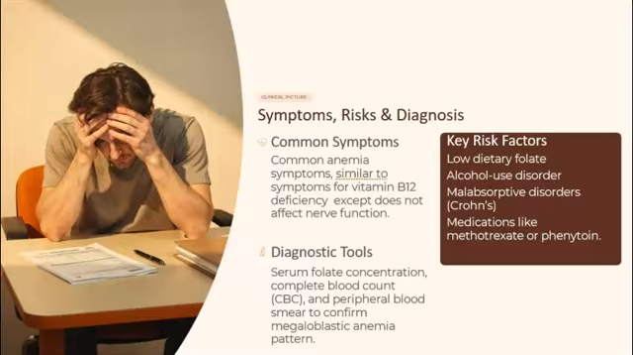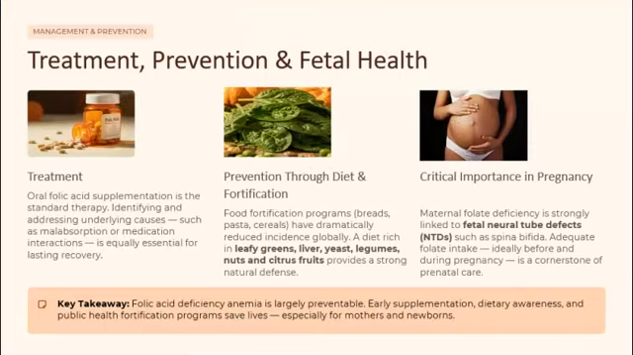Diagnostic tools include looking at the serum folate concentration, a CBC, and a peripheral blood smear to confirm megaloblastic anemia pattern, or again, having large red blood cells. Treatment for folic acid deficiency anemia includes using supplements as well as identifying any underlying cause such as medication interactions or malabsorption.